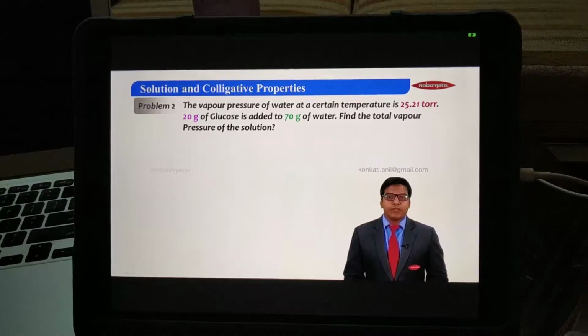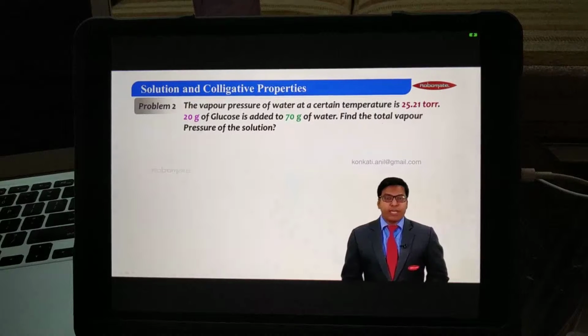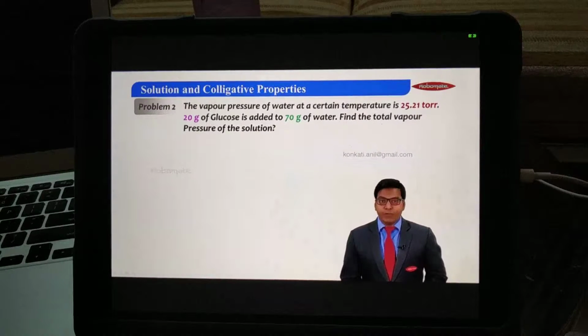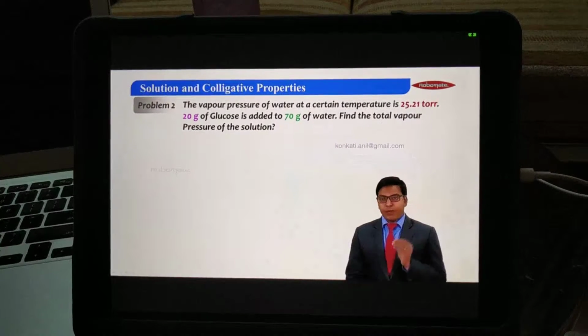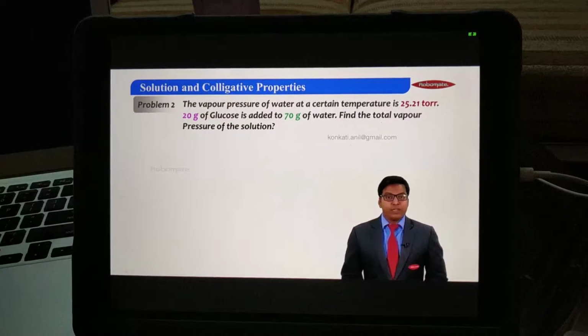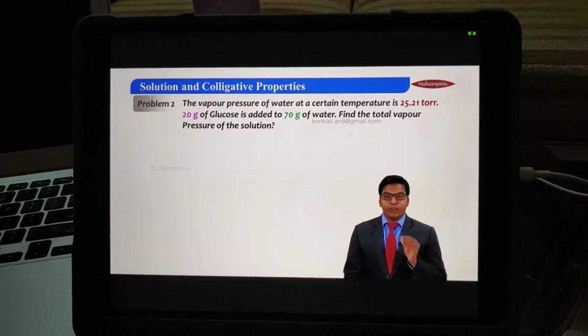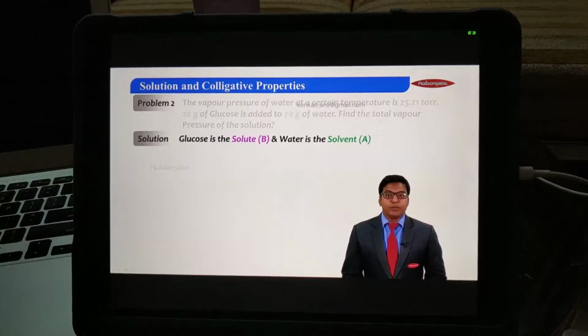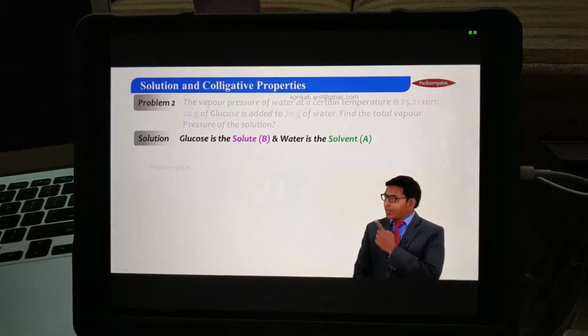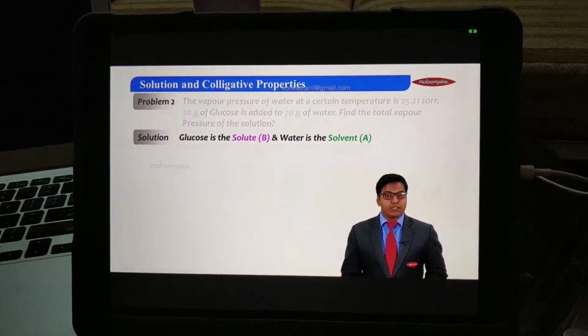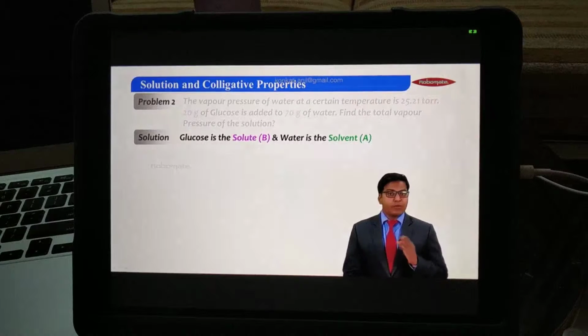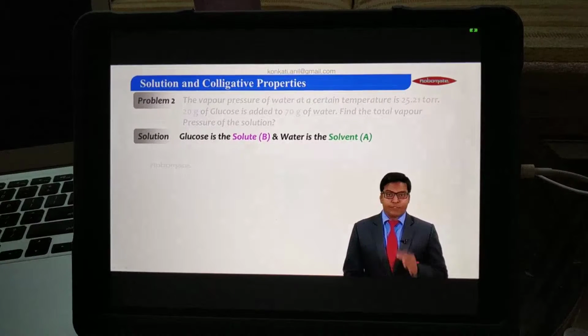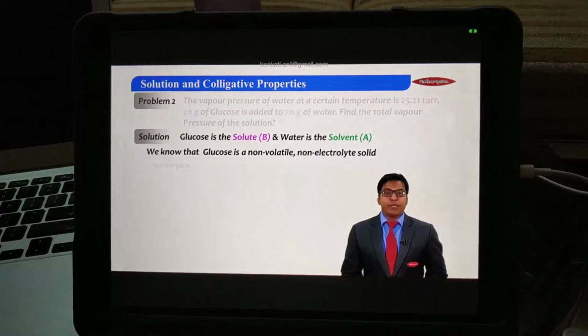In this question it is given that the vapor pressure of water at a certain temperature is 25.21 torr and 20 grams of glucose is added to 70 grams of water. We need to find the total vapor pressure of the solution. So let us try to do that. Let us see the given conditions here. I can assume glucose as the solute, which is B, and water as the solvent A. Taking this assumption, now we will apply the formulas.